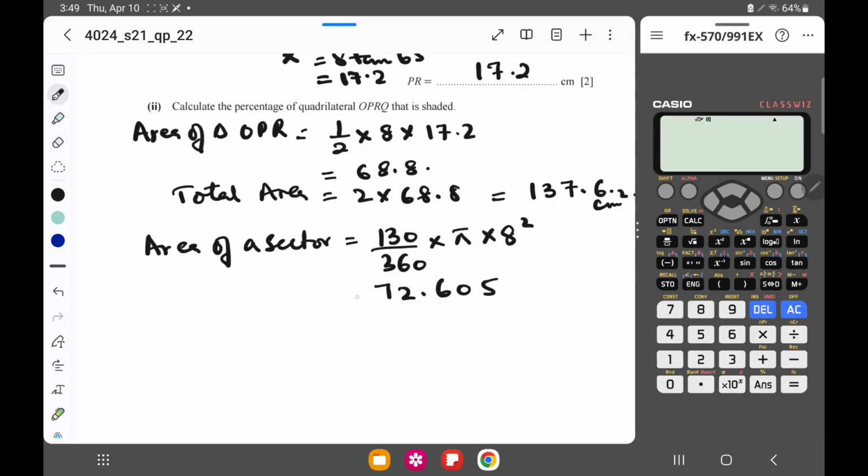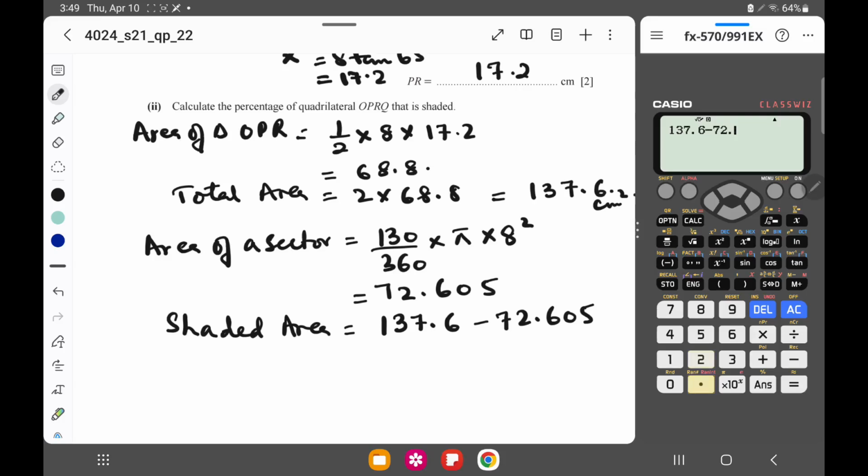So the shaded area will be equal to the total area minus the area of the sector, because the sector is unshaded. 137.6 minus 72.605, and then you get 64.995. Okay, so that is the shaded area, and this is the total area.